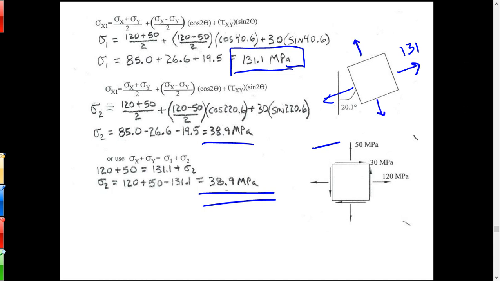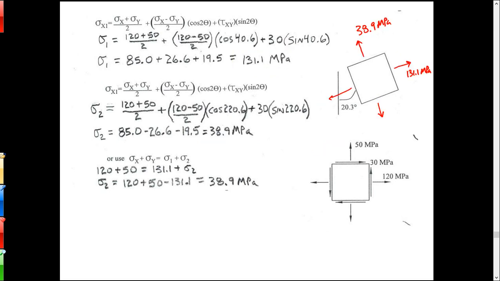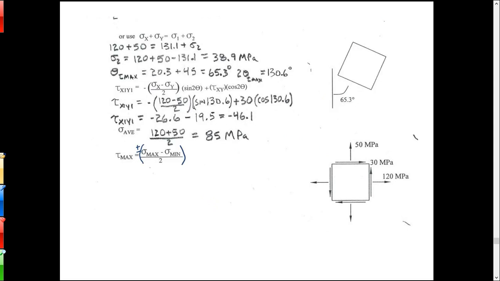All right, now when you design stuff, you design it for a couple of things. You design it for normal stress, and you design it for shear. So let's figure out what the shear is, okay? The shear is going to occur 45 degrees off of the principal normal stress angle. So 20.3 plus 45 gets me 65.3. Double that up to put it in the formula, it's 130.6. Plug it into the general shear formula, that's 26. And I get 85. No, I don't. I get negative 46.1. That's what I get. So that's the maximum in plane shear stress.